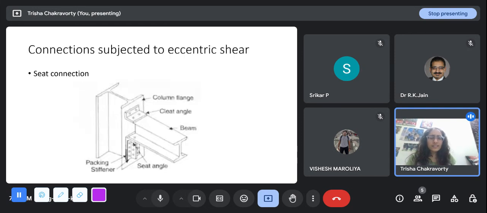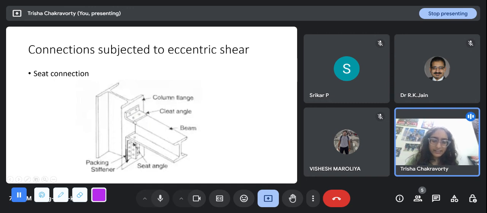Connections subject to eccentric shear have several types. There is one called the seat connection. It is one of the commonest ones. This is an I section beam, and this is an I section column. This figure helps to visualize how steel structures actually look. This is the column. This is the face of the column to which you have to attach this beam section.